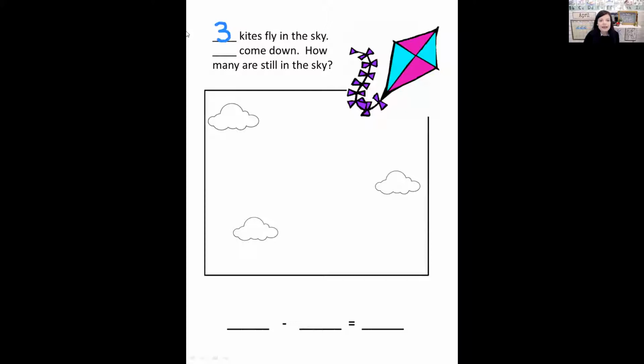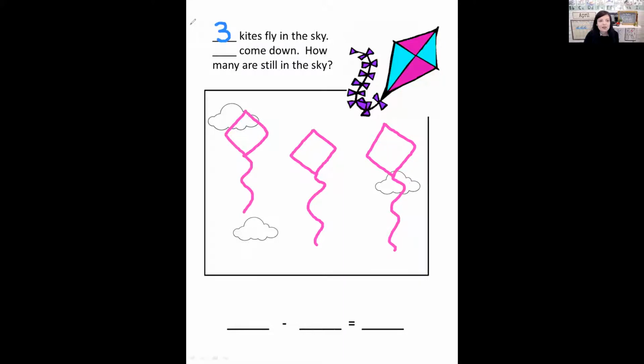There were 3 kites in the sky. 1, 2, 3. 2 kites came down. 1, 2. How many kites are still in the sky? 1. So 3 take away 2 equals 1 kite still in the sky.